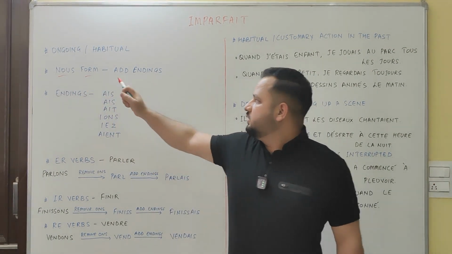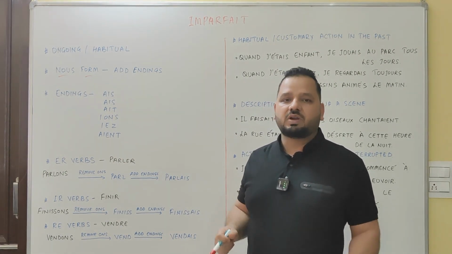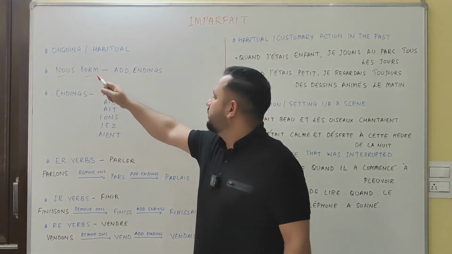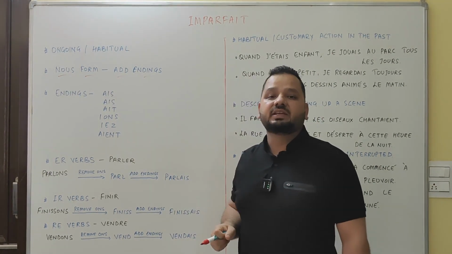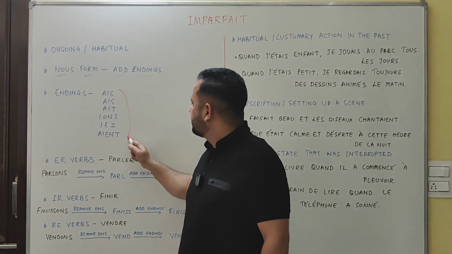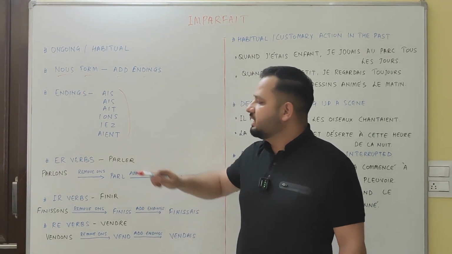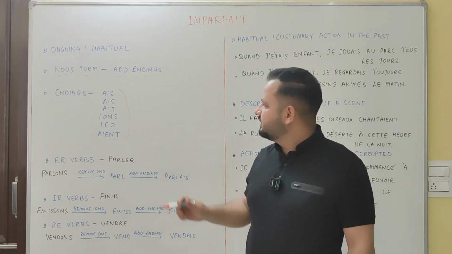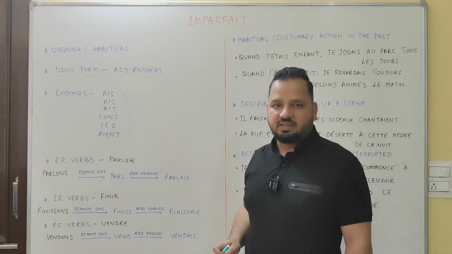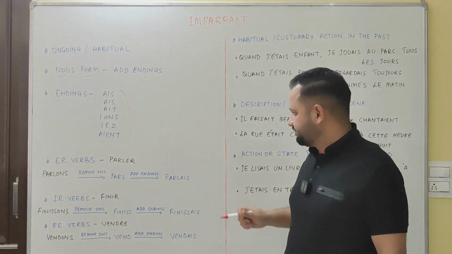We take the nous form of any verb. Basically we are talking about regular verbs only. We take the nous form of the verb, and we add endings to it. What are the endings of imparfait? They are ais, ais, ait, ions, iez and aient. Right? Let's understand it with the help of examples.